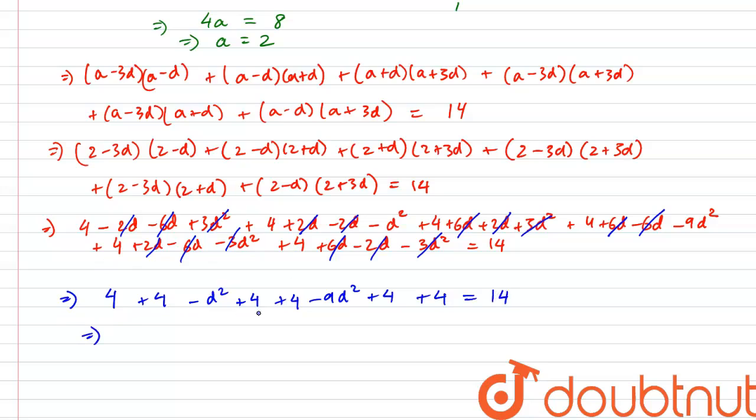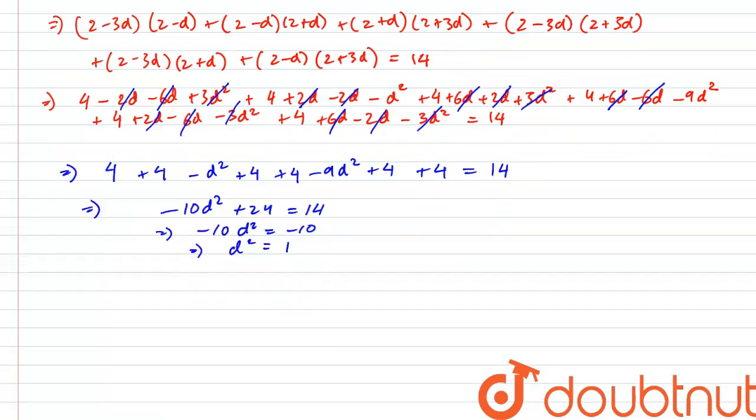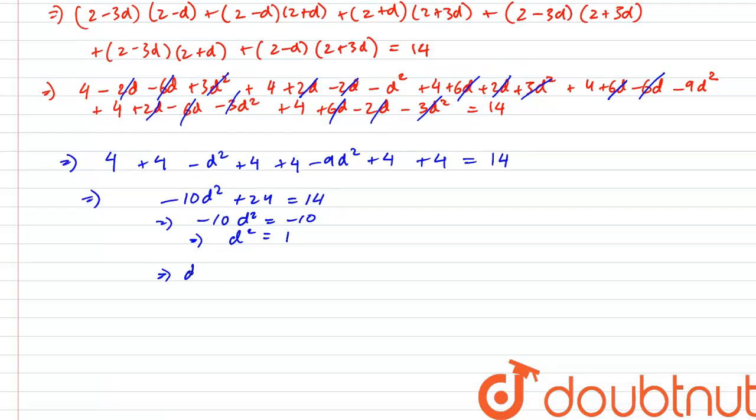We have 6 4s, so 6 4s are 24, and we have minus 10D squared plus 24 is equal to 14. So this implies that minus 10D squared is equal to minus 10, which implies that D squared is equal to 1. If D squared is equal to 1, that means that D can take two values, that is plus or minus 1. So these are the two values for the common difference.